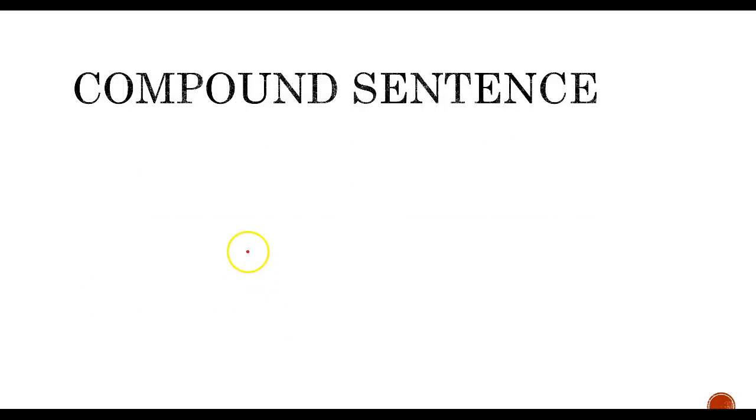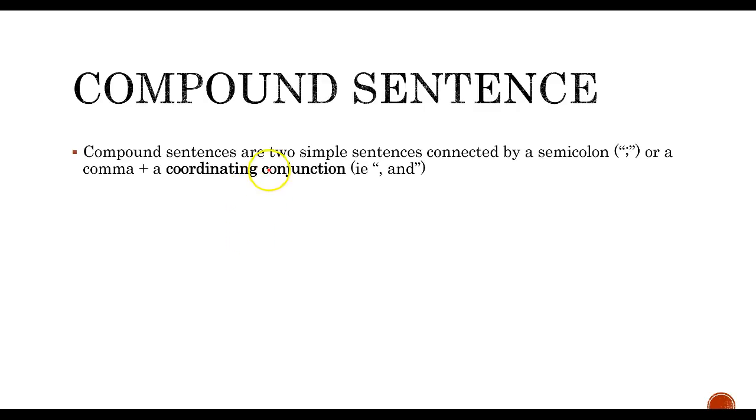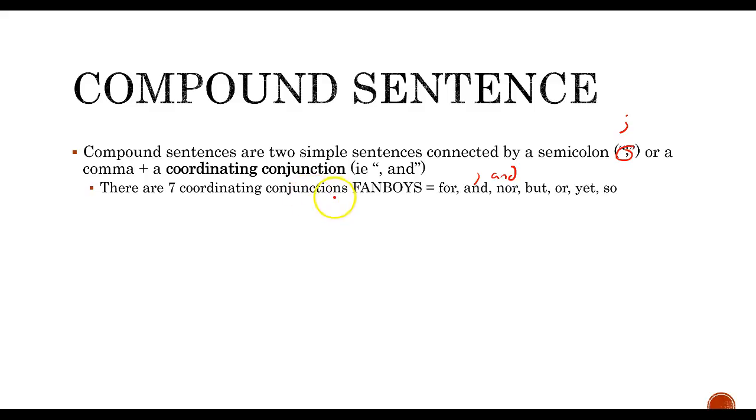The compound sentence is the second type of sentence. A compound sentence is basically two simple sentences connected by either a semicolon, or a comma and a conjunction, such as comma and. So there are 7 coordinating conjunctions, right? And you remember them by the acronym FANBOYS. So the 7 coordinating conjunctions are for, and, nor, but, or, yet, and so. So these are appropriate to use with a comma in order to connect two simple sentences into one compound sentence.